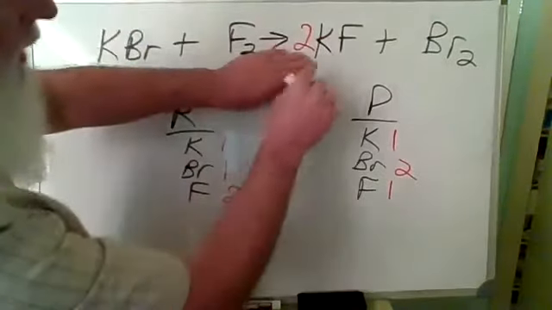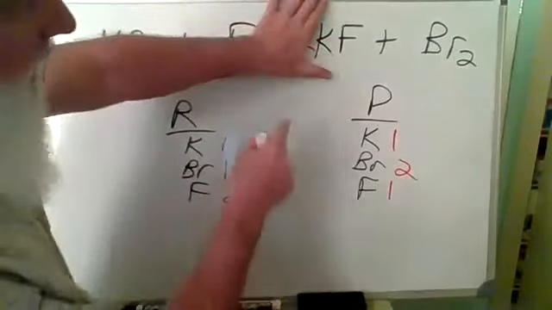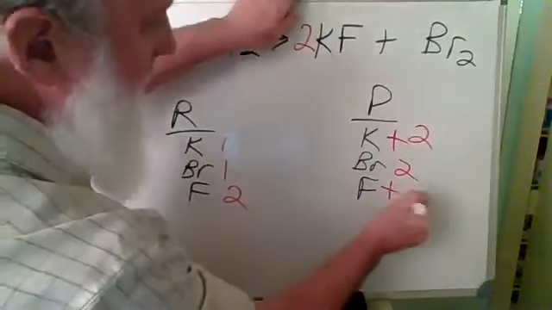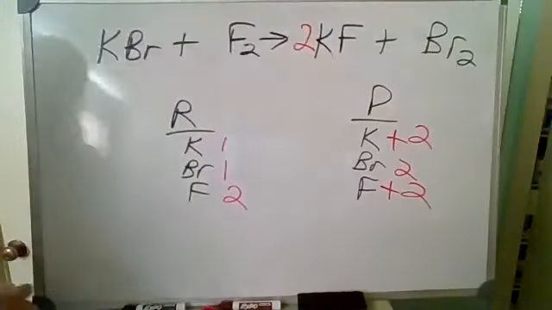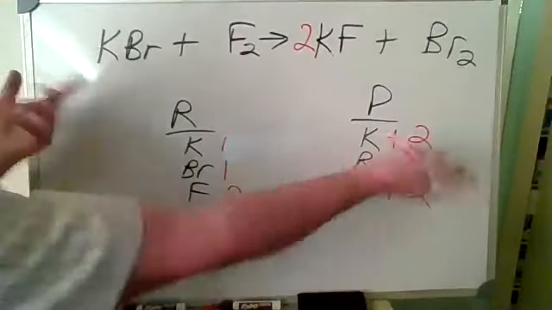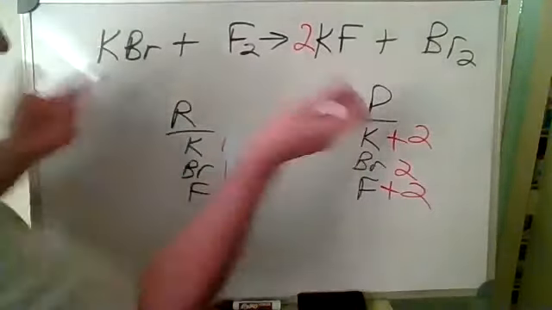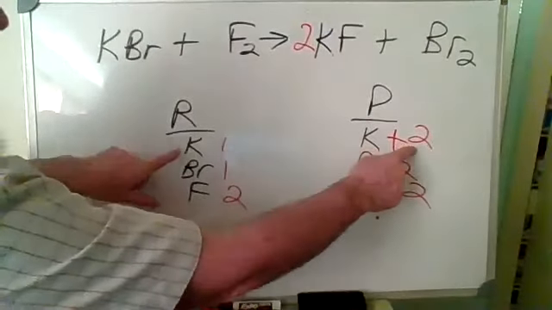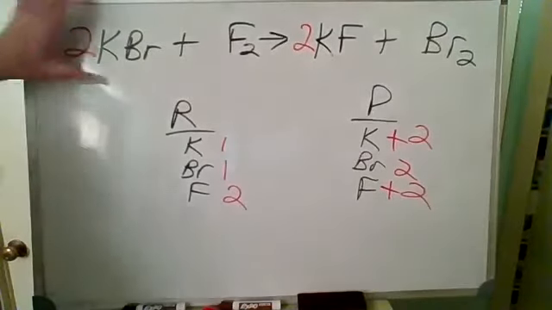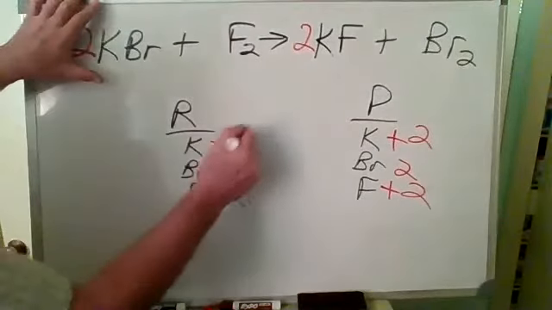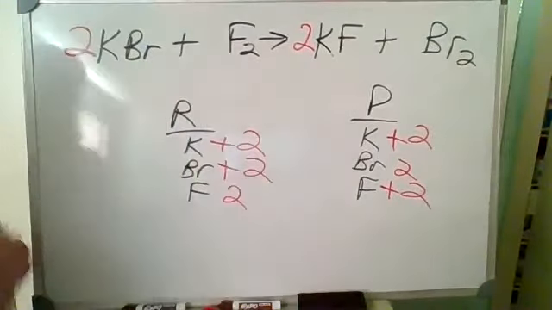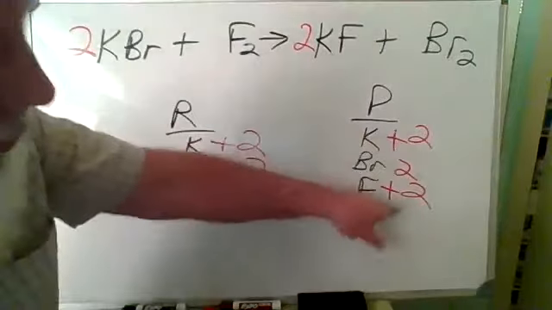That's going to give me 1 potassium times 2 is 2 potassiums, and 1 fluorine times 2 is 2 fluorines. Now the potassiums are no longer balanced. Let's balance the potassiums now. Here I have 2 potassiums, here I have 1. So I'm going to put a 2 here to balance the potassium. 1 potassium times 2 is 2 potassiums. 1 bromine times 2 is 2 bromines.